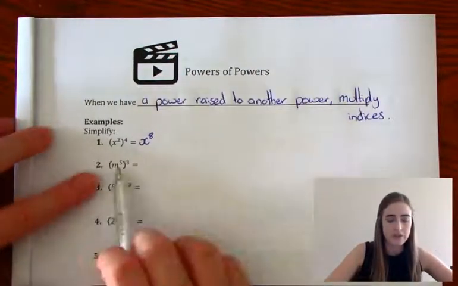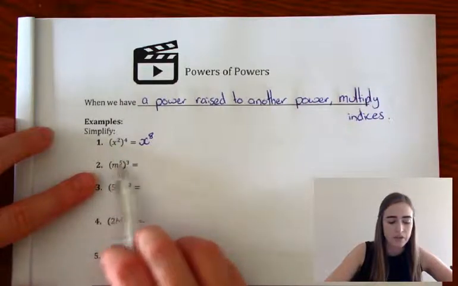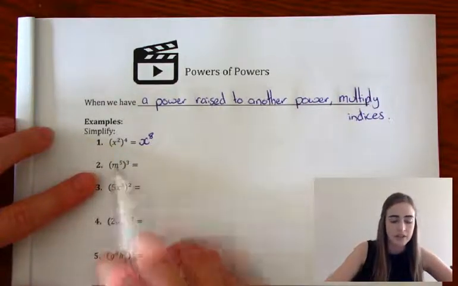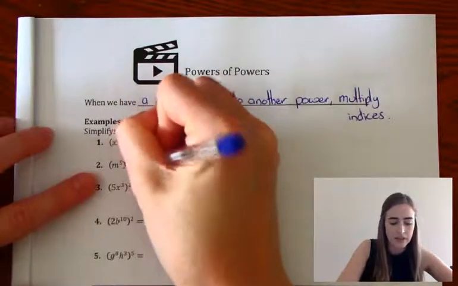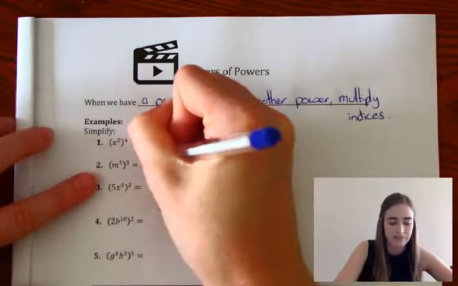So if we have a look at another example, we've got m to the power of 5, and then we've got that whole thing to the power of 3. So our base will stay the same, we've got that m, and then we're going to multiply our indices together. We're going to have 5 times 3 is 15.